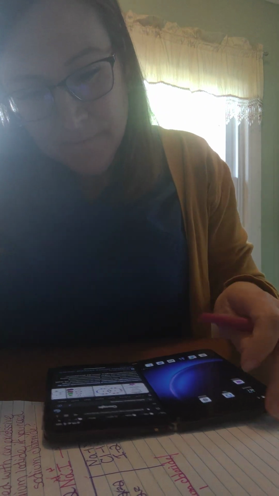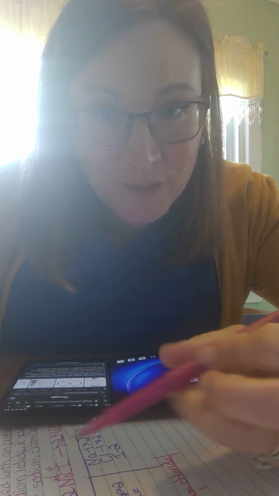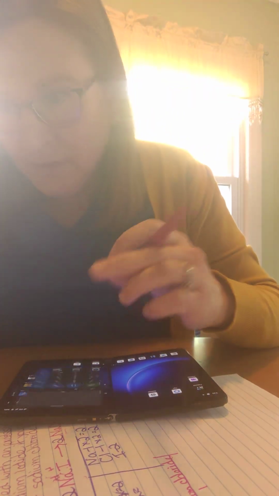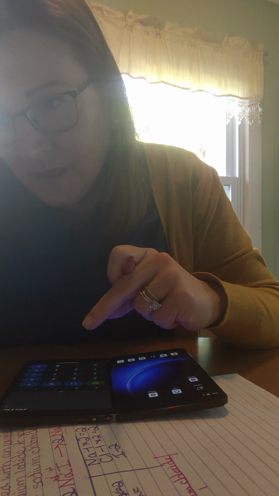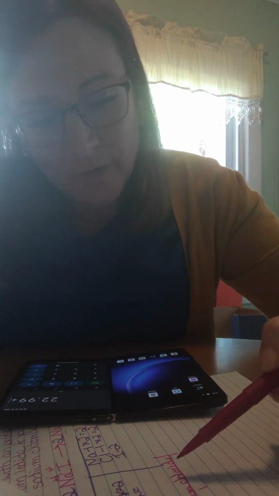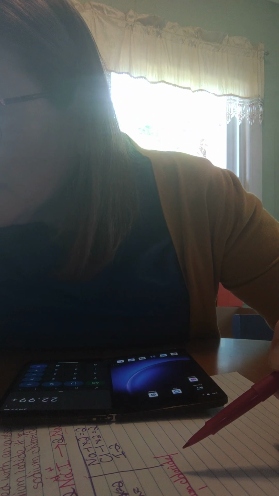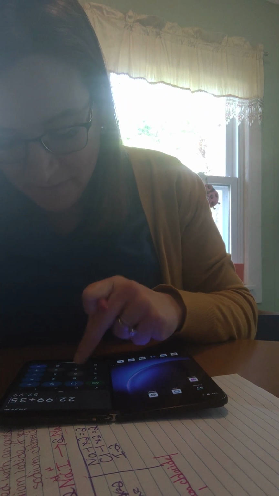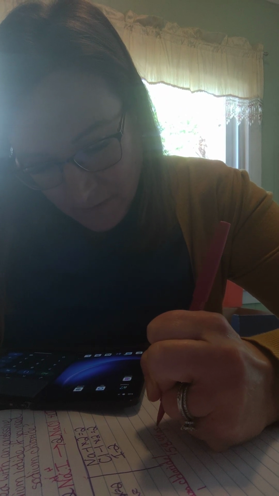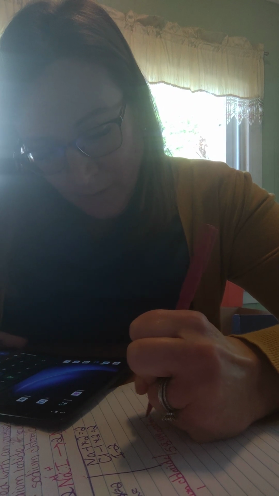Alright, so we are dealing with sodium chloride, so we want to double check our chemical equation, make sure there's no subscripts, make sure there's just one sodium and just one chlorine, which there is. So sodium is 22.99, and then chlorine is 35.45. So that gives us a molecular mass of 58.44 grams of sodium chloride.